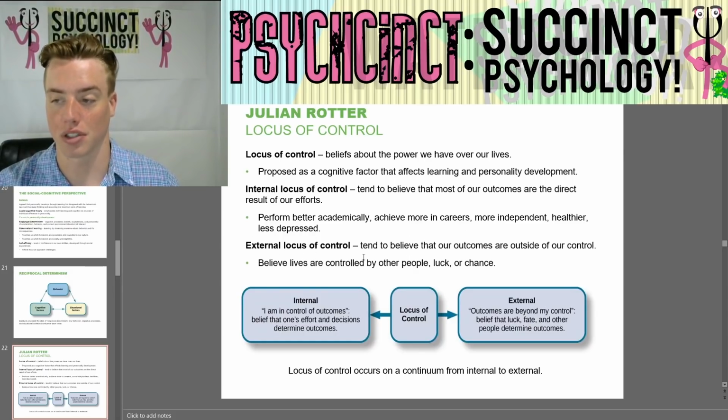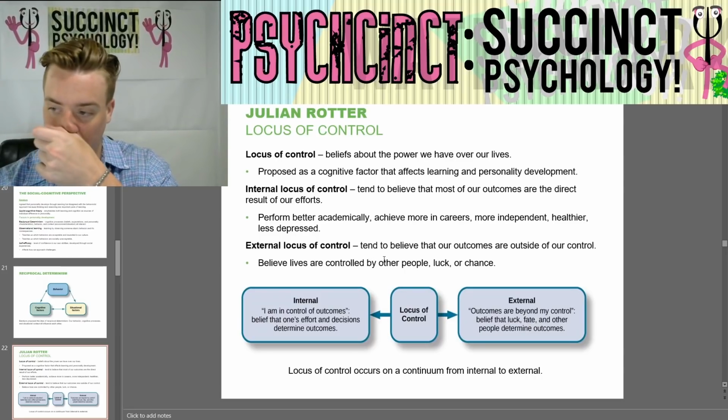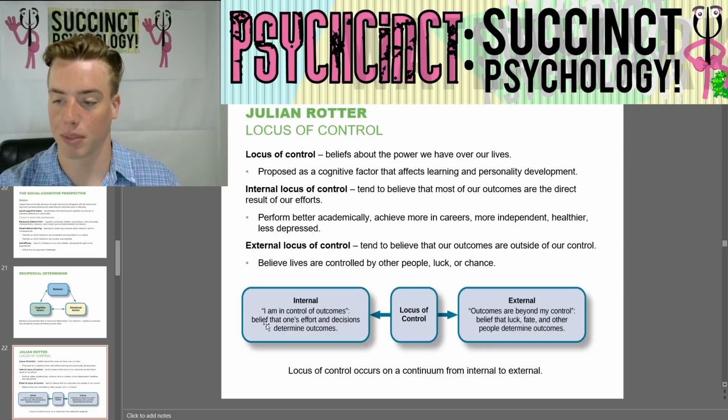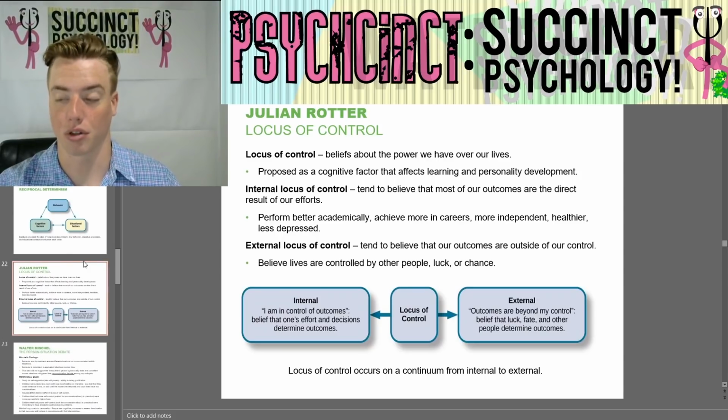Whereas an external locus of control tend to believe that our outcomes are outside of our control, and they believe their lives are controlled by other people, luck, or chance. So if you have an internal locus of control, I am in control of my outcomes. They believe that one's effort and decisions determine the outcomes, whereas external outcomes are beyond my control. You believe that luck, fate, and other people determine that.